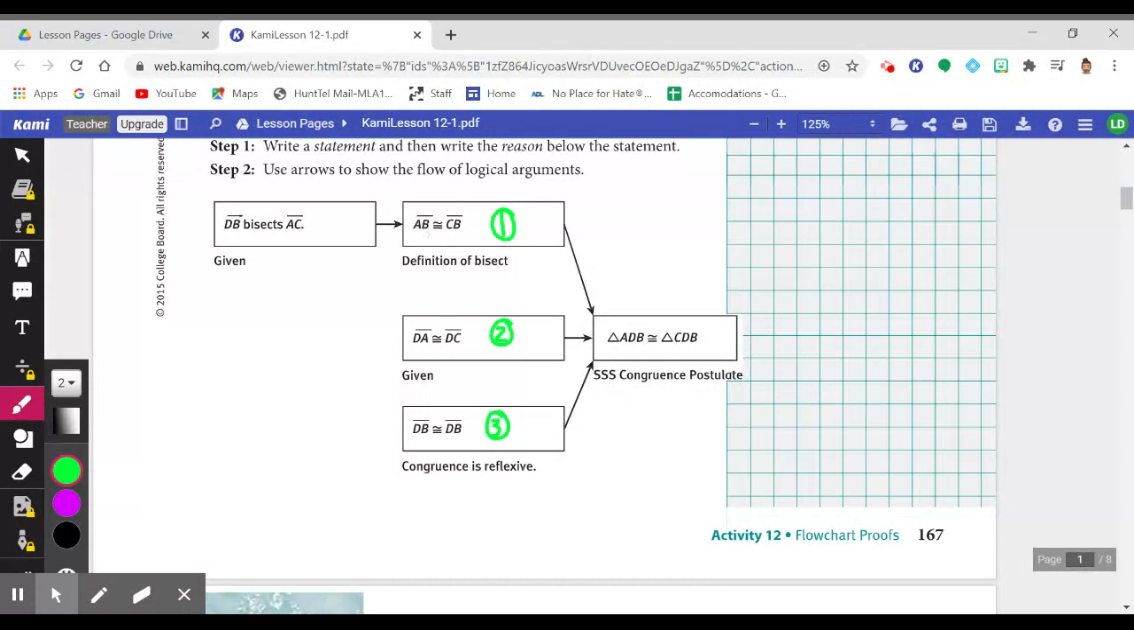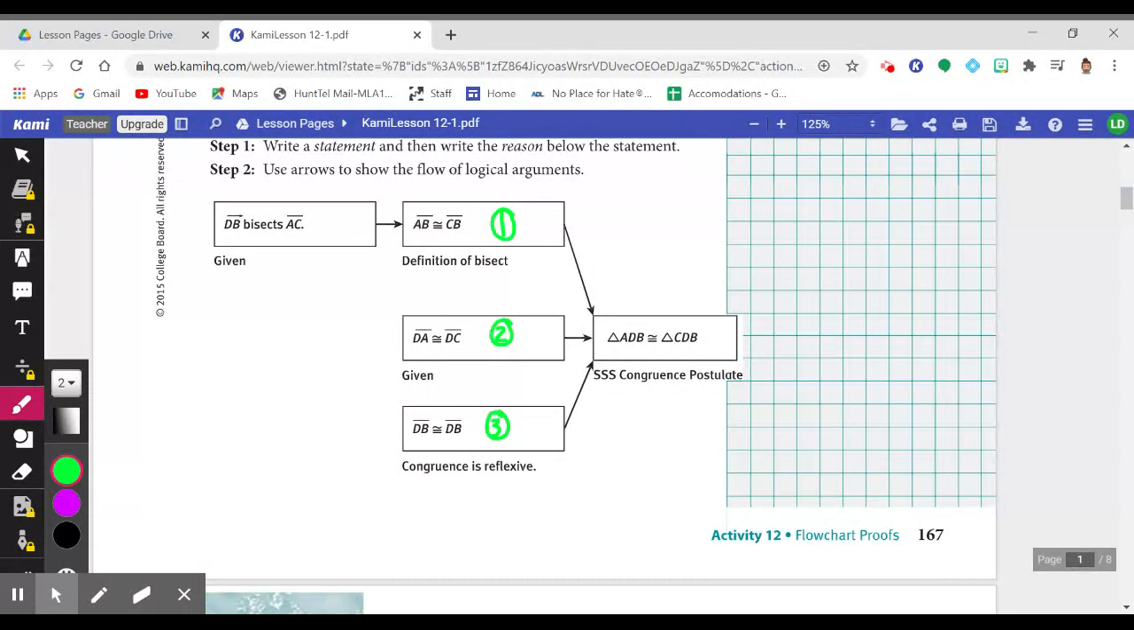Now let's go back up here. Why is there something leading to it? Well, how do we know line segment AB is congruent to CB? Because ray DB bisected line segment AC. Now notice where everything's put. The statements are put inside the boxes, and the reasons for them are listed below the boxes.